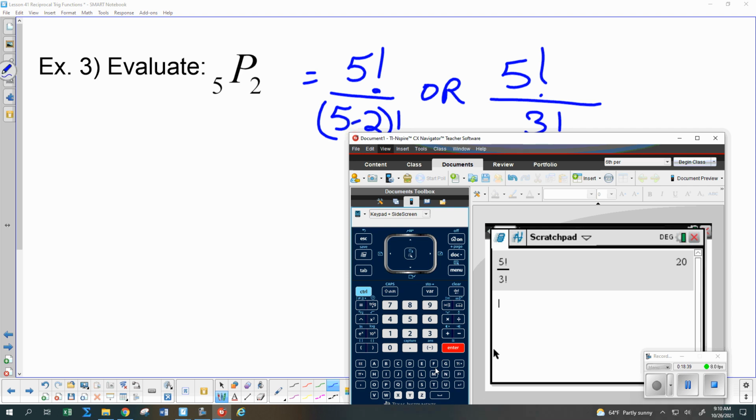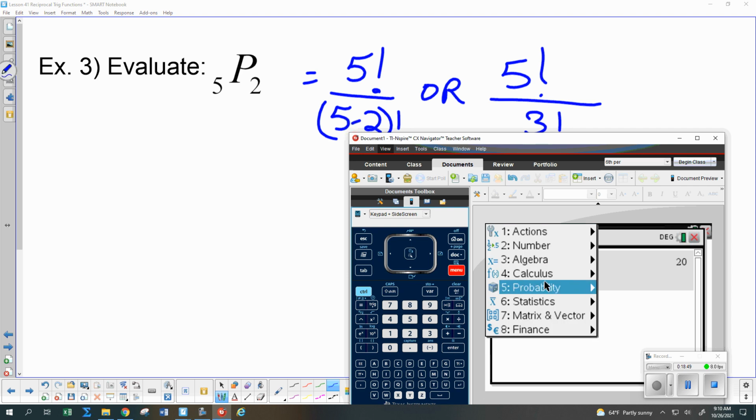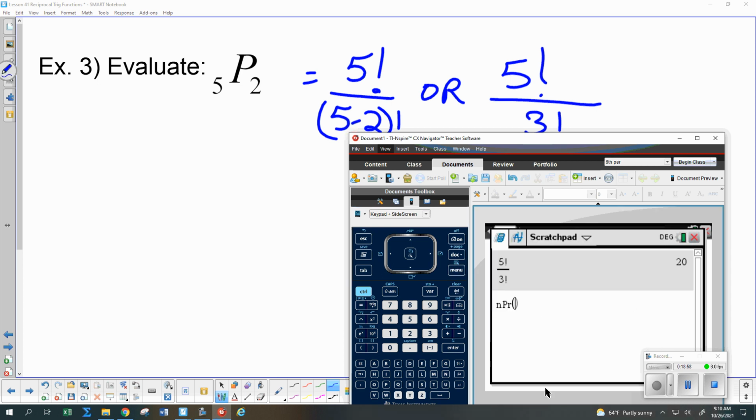Or you could have the calculator do that P notation. You could do this front button is menu. The calculator's got to have some way of doing permutations. I just have to see if I can find it. I think we usually talk about permutations when we're doing probability. Yep, there it is. Select permutations, and it has that notation.